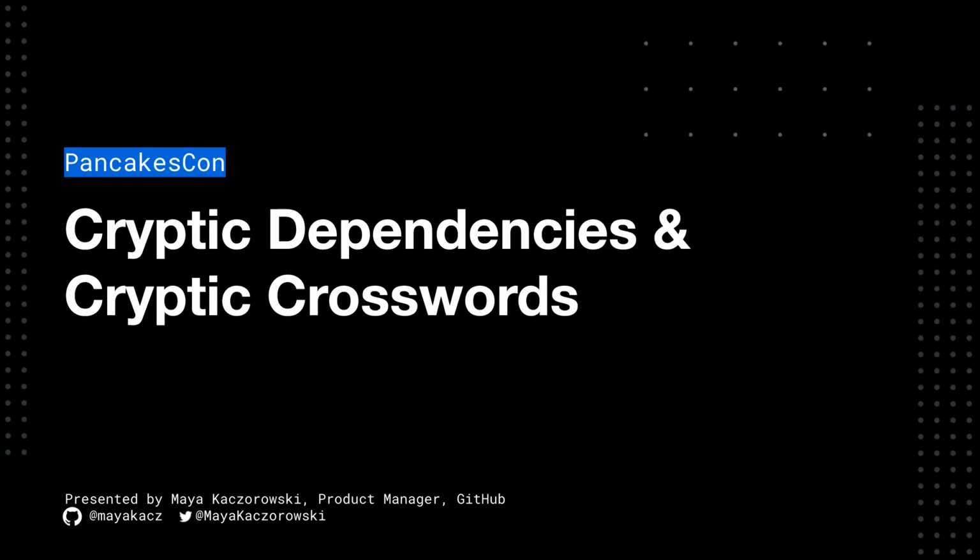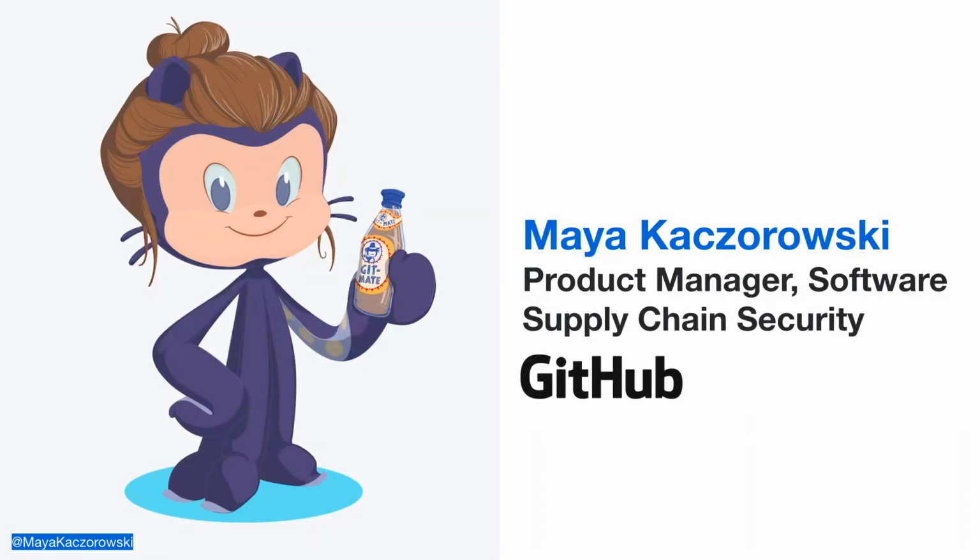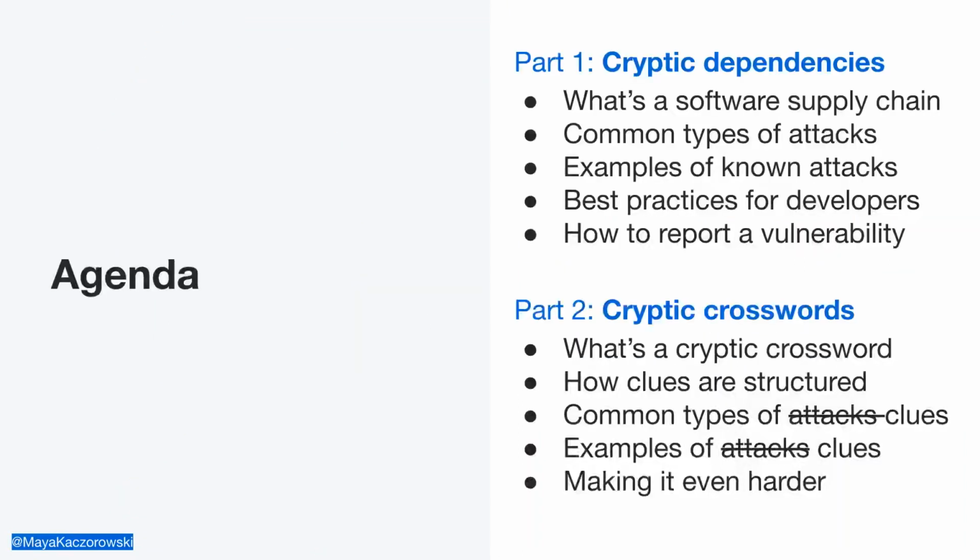So as just introduced, we're going to talk about cryptic dependencies and cryptic crosswords. So hi, I'm Maya. I'm a product manager at GitHub. I work on software supply chain security, and I'm really passionate about both knowing what's in your supply chain and knowing what vulnerabilities you have and being able to address those, as well as cryptic crosswords. I think they're just such a fun activity and such a good way to spend time. So today we'll be covering both of those topics.